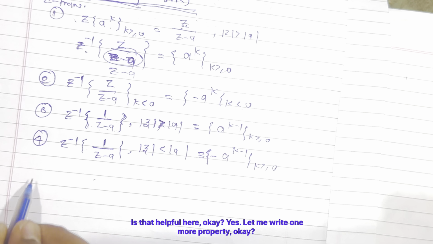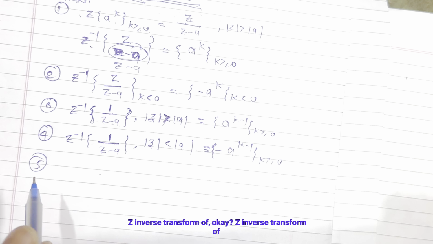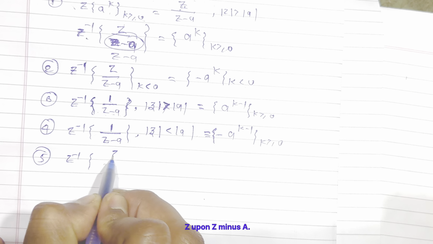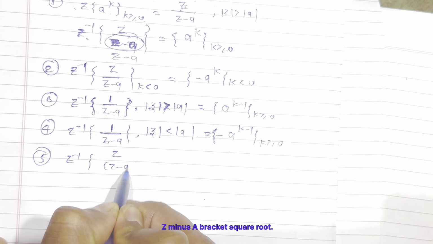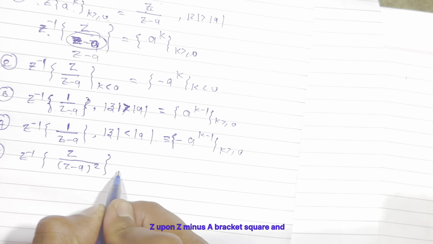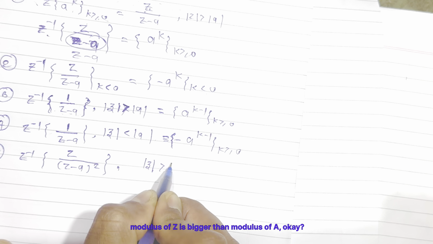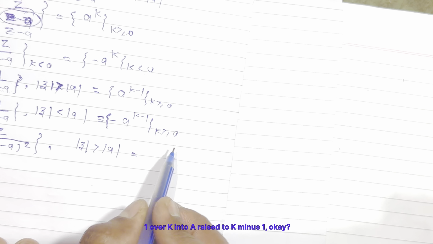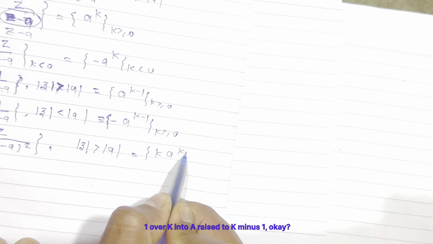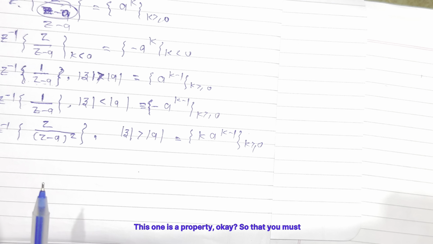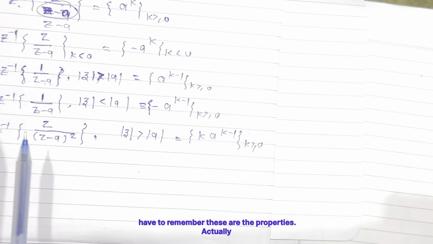Yes, let me write one more property. The Z inverse transform of Z upon Z minus a, bracket squared, when modulus of Z is bigger than modulus of a. Then we write it as the sequence k into a raised to k minus 1, and k greater than or equal to 0. This one is the fifth property. So you must remember these properties.